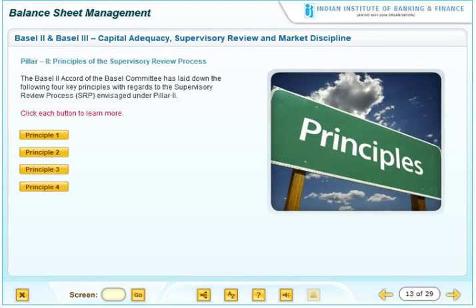The Basel II Accord of the Basel Committee has laid down the following 4 key principles with regards to the supervisory review process (SRP) envisaged under Pillar 2. Click each button to learn more.